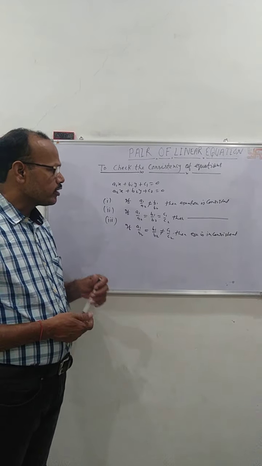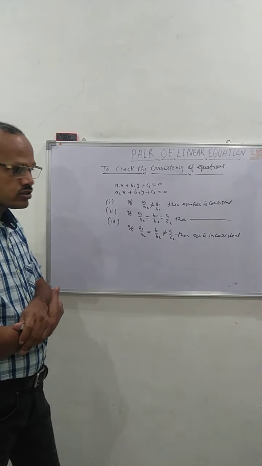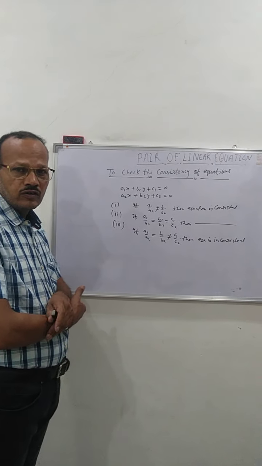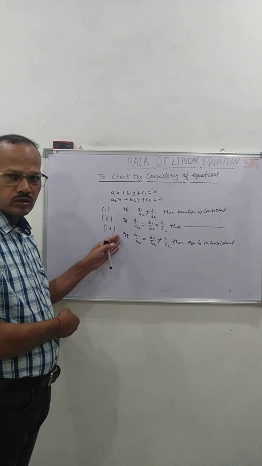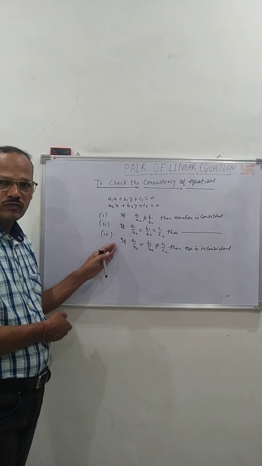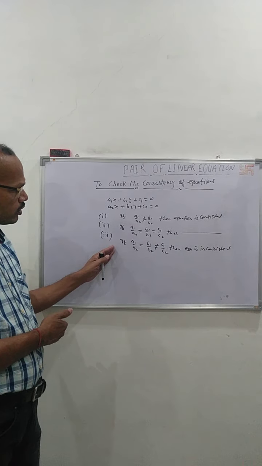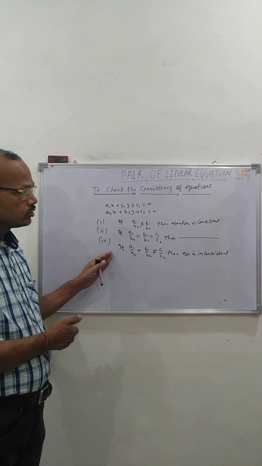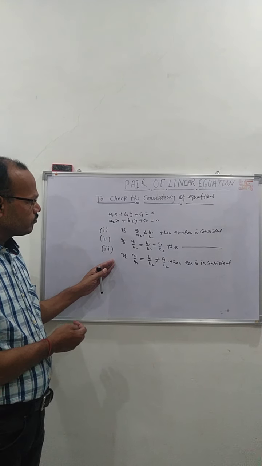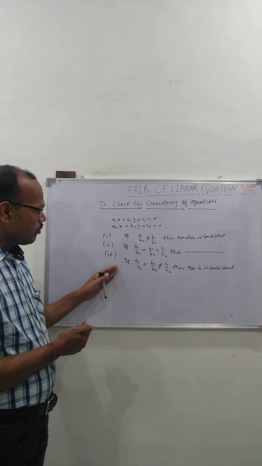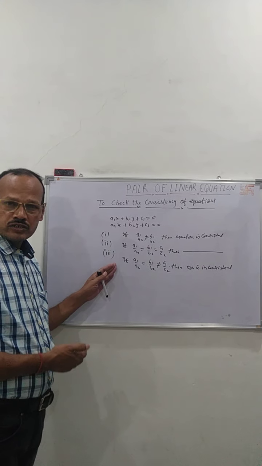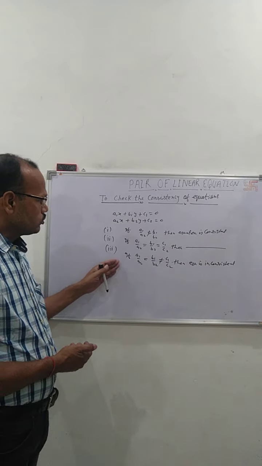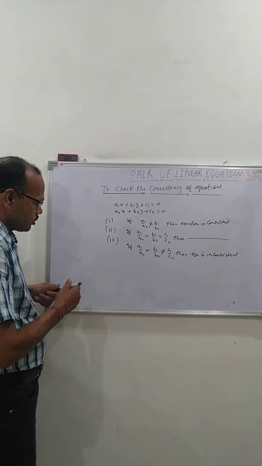So how can we identify whether a pair of linear equations is consistent or inconsistent? For that we have three conditions. By using these three conditions we can identify whether the equation is consistent or not. To describe it, we will take an example by which we can understand this carefully. So please come to the question.